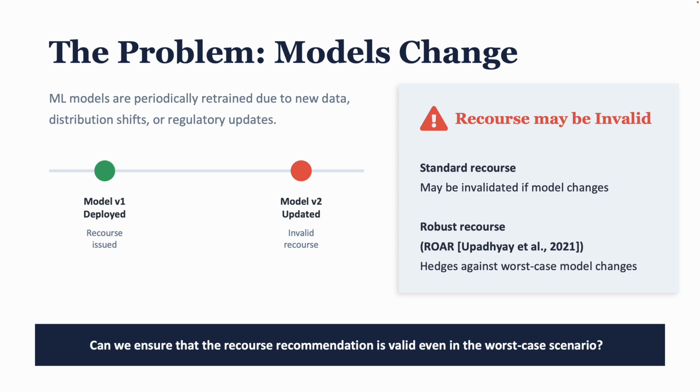So the two existing approaches: standard recourse, which may be invalidated if the model changes, and robust recourse, introduced by Upadhyay et al. in 2021 as ROAR, which hedges against worst-case model changes. And the key question here is, can we ensure that the recourse recommendation is valid even in the worst-case scenario?